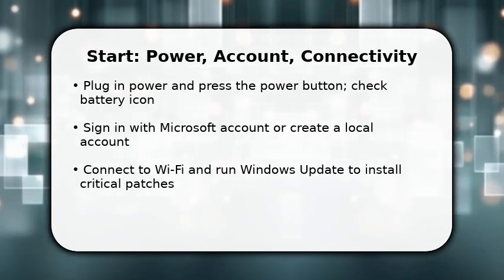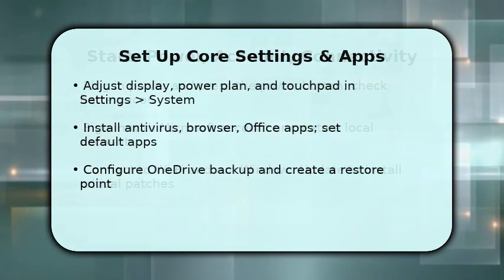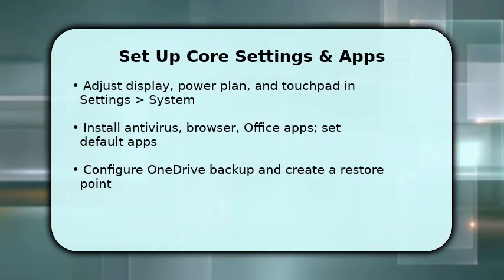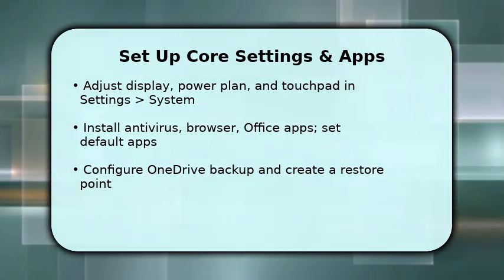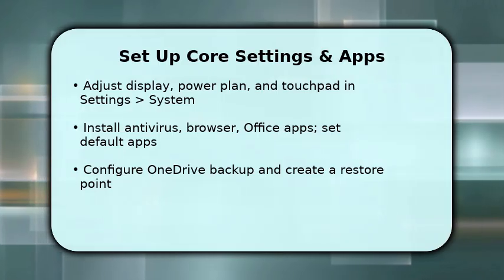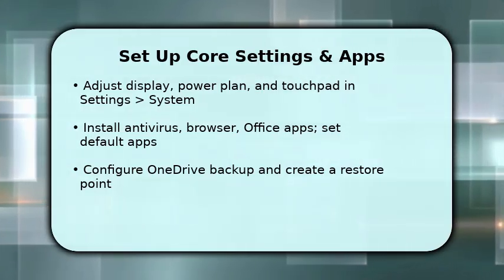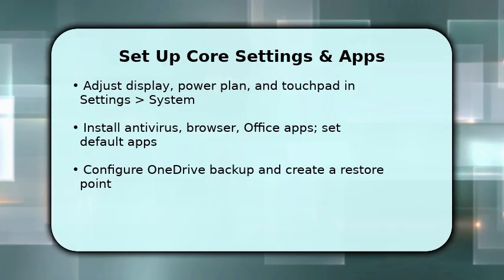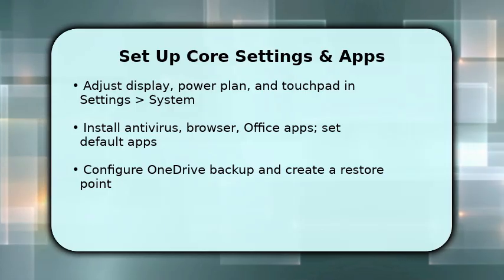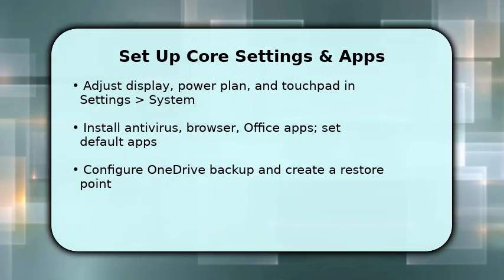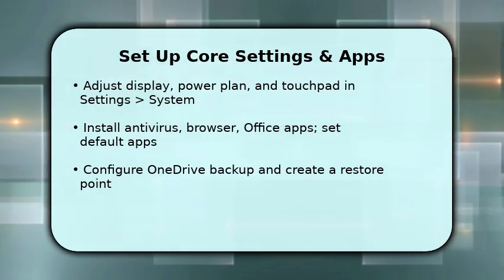Once the system is updated, personalize key settings. Open settings and set screen brightness, resolution, and power plan to balance battery life and performance. Configure the touchpad and keyboard to match your preferences. Next, install essential apps, a browser, antivirus, and productivity tools, then set defaults so files open correctly. Make sure OneDrive is signed in for continuous backup and create a system restore point. That way you can roll back changes if needed.